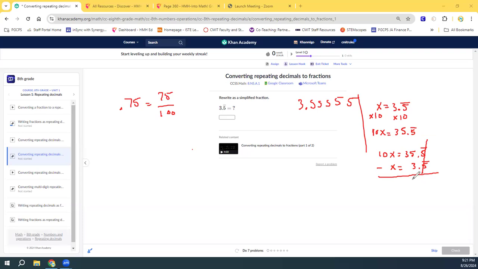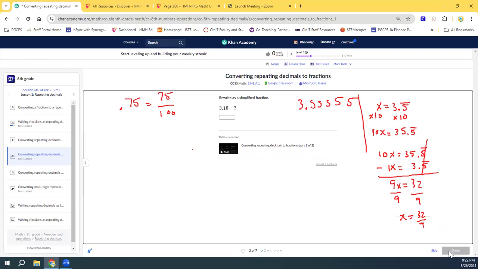And 35 minus 3 is 32. Then on the other side, x is 1x. So this is 10 minus 1, which is 9. 9x. The x's don't cancel. Okay. And so 9x equals 32, so now we just divide. And so x equals 32 over 9. So let's try that one. And you see, it's right. Okay? So there you go.